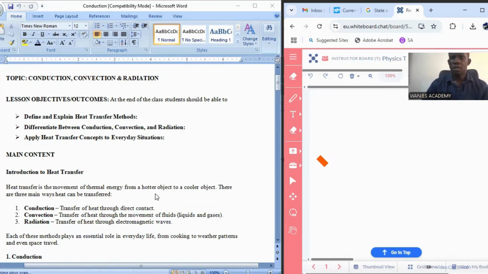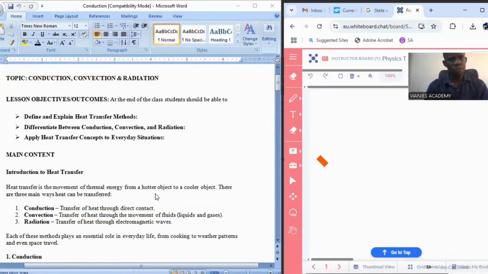When we talk about conduction, we're talking about transfer of heat through direct contact. You have two objects that are in contact with one another. Heat is transferred from the hotter one to the cooler one. Then we say that the method that involves the touching of two objects is known as conduction.